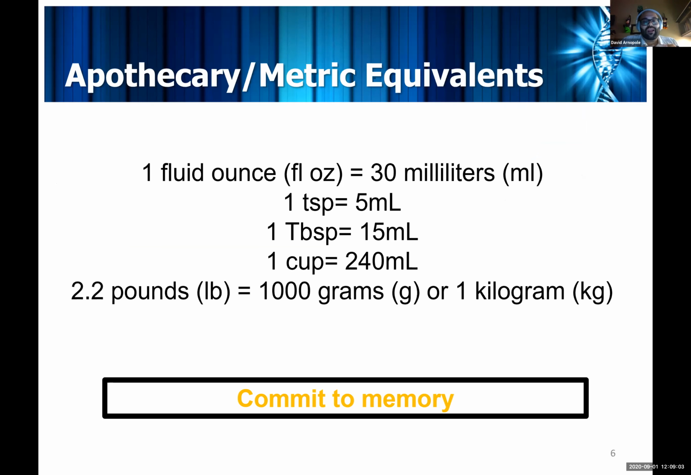Here are your apothecary metric conversions. Commit these to memory forever. If you know this and this, you've got half your work done for nursing school calculations. You have to just know these. 1 ounce is 30 mils. A teaspoon is 5 mils. A tablespoon is 15 mils. A cup is 240, and 2.2 pounds is a kilogram.